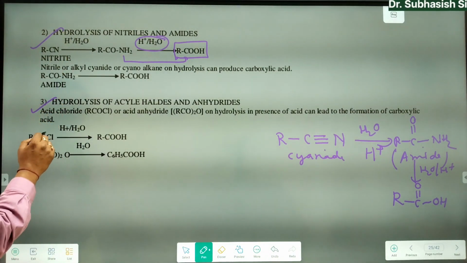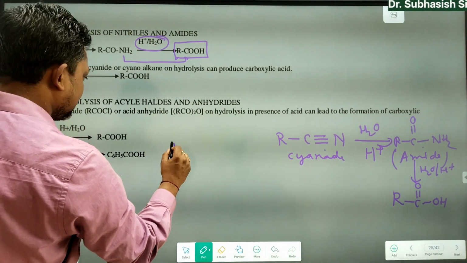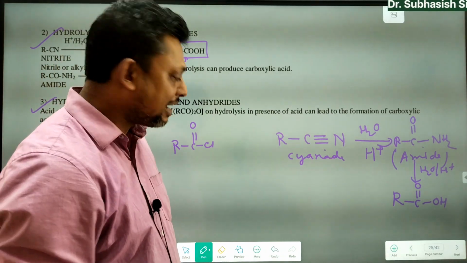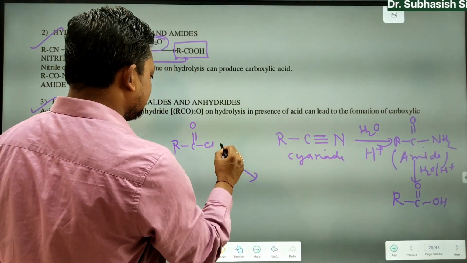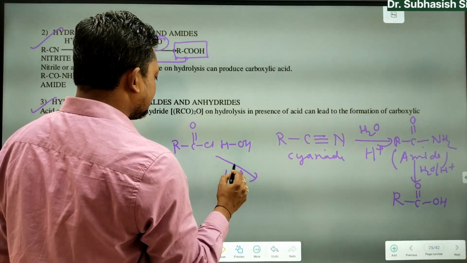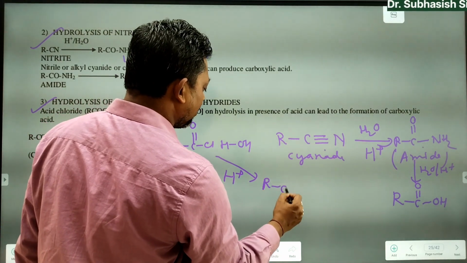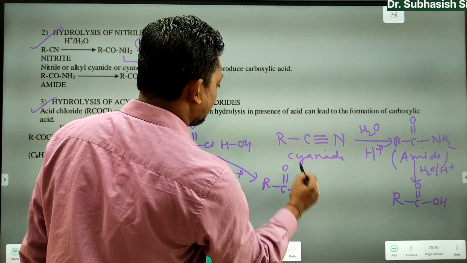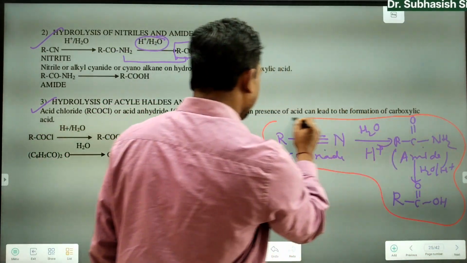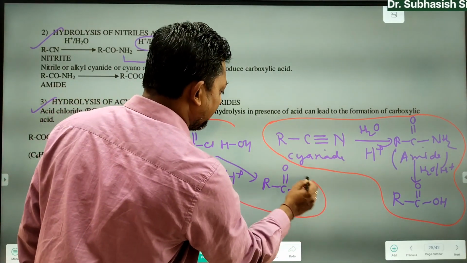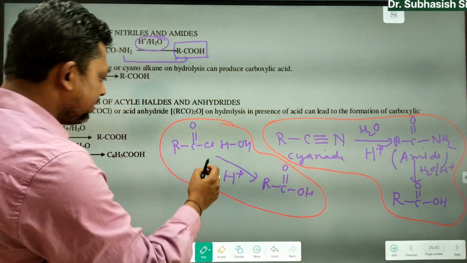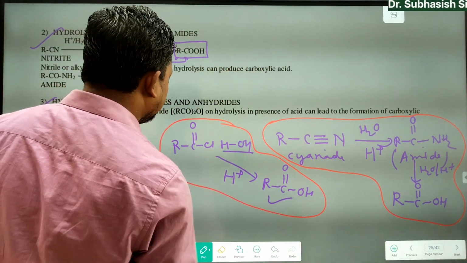Another method is what? If you hydrolyze acid chloride, RCOCl, you know, it is also a derivative of carboxylic acid. So if you hydrolyze, that means if you add water to this acid chloride, here also HCl will eliminate, and you will get what? RCOOH. That is also called carboxylic acid. So this is one method of preparation, and this is another method of preparation. So these acid chlorides are very reactive, right? So whenever you treat it with water, you will get carboxylic acid.